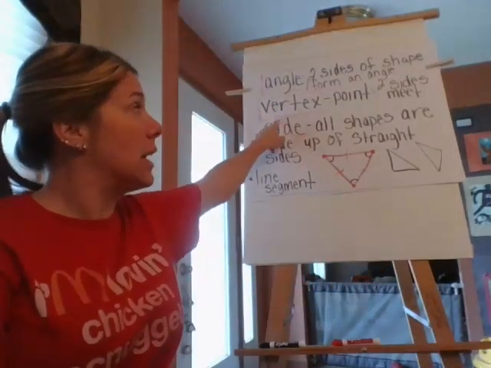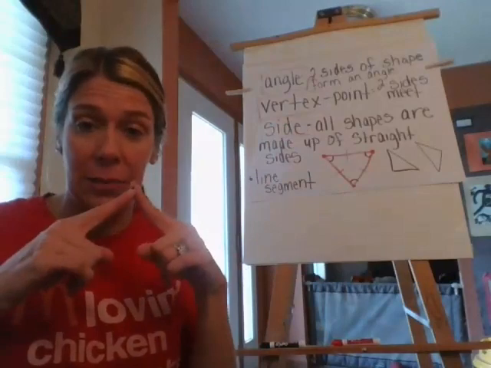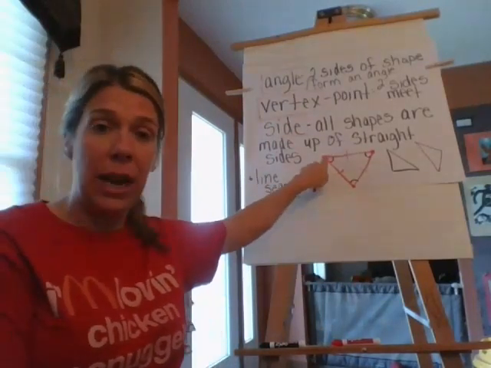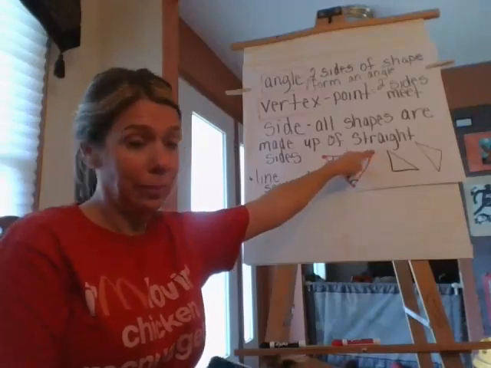A vertex is the point where the two sides meet on the shape. So my vertex would be here on my triangle, here.